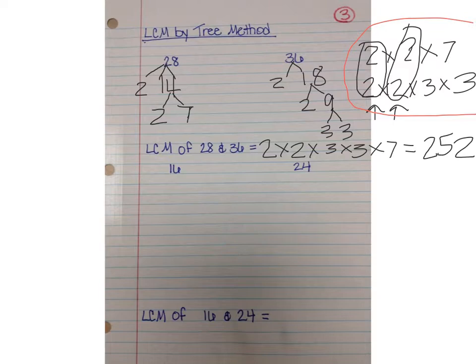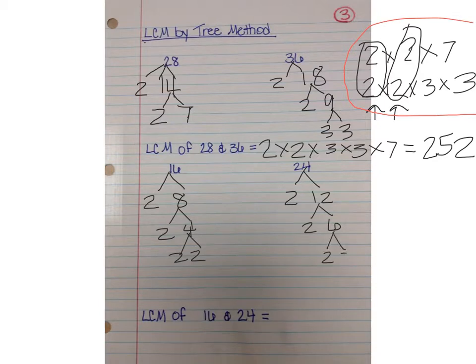Okay, all right, so we're going to try 16 and 24. Again, I like to start with 2 if it's an even number. Here's 2 times 8, and then 8 is 2 times 4. Oops, that 4 didn't show up very well. And then 2 times 2. Okay, and 24 is 2 times 12, 2 times 6. Ooh, I'm getting better at the stylus. And then 2 times 3.